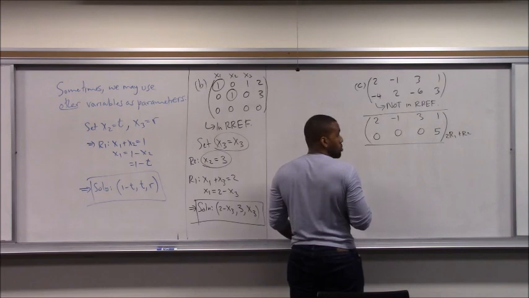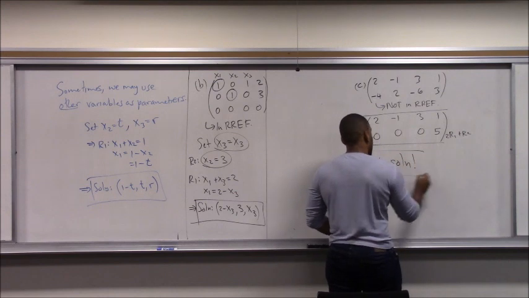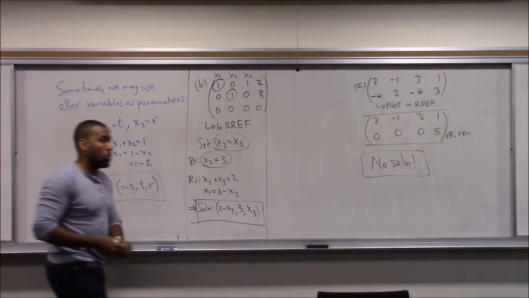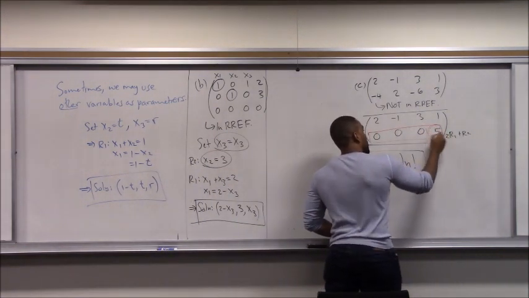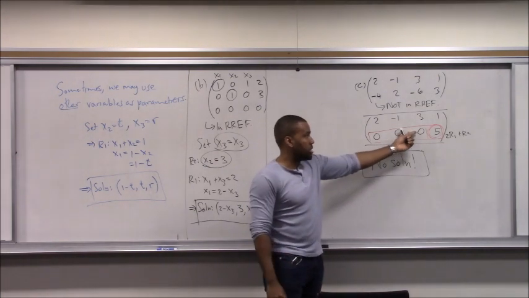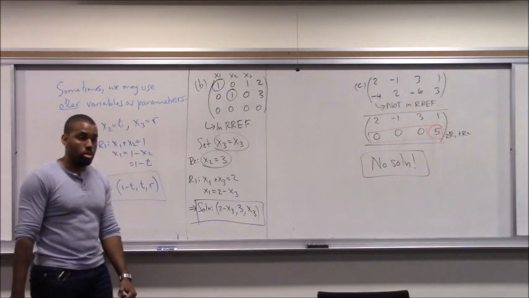So that's inconsistent. Right, no solution. We ended up in that situation where we had all zeros except the last number. That makes no sense, right? That says x1 plus x2 plus x3 equals 5, impossible. This system has no solution.